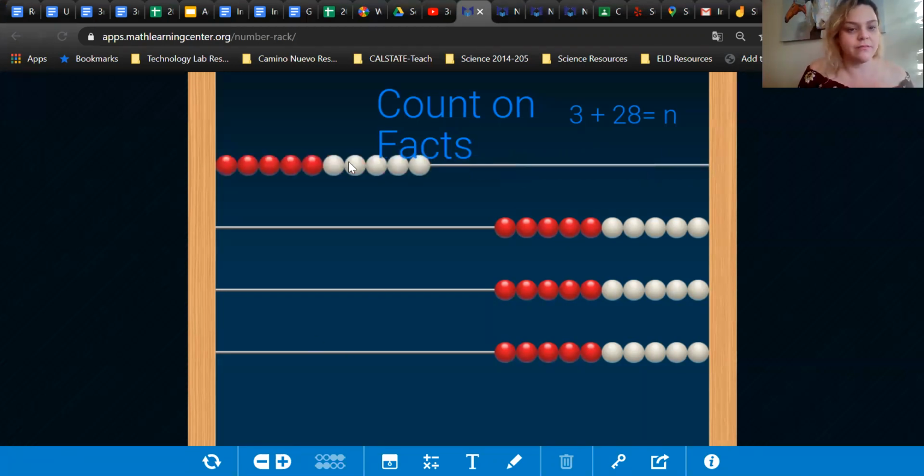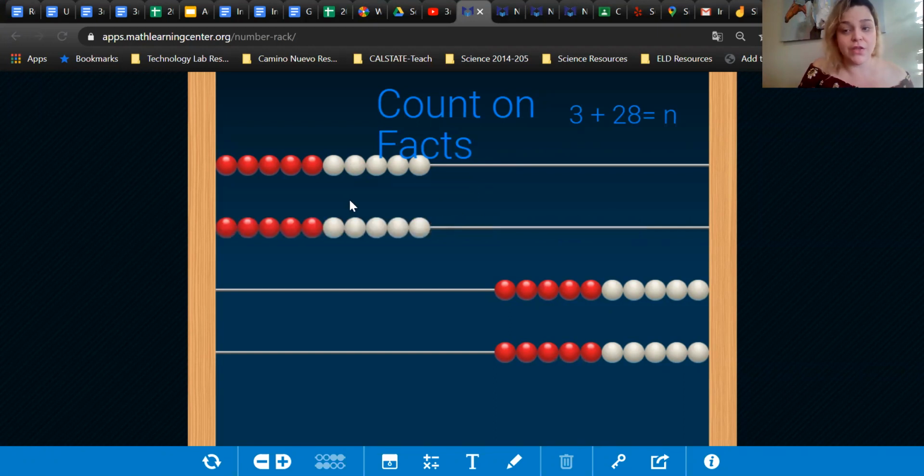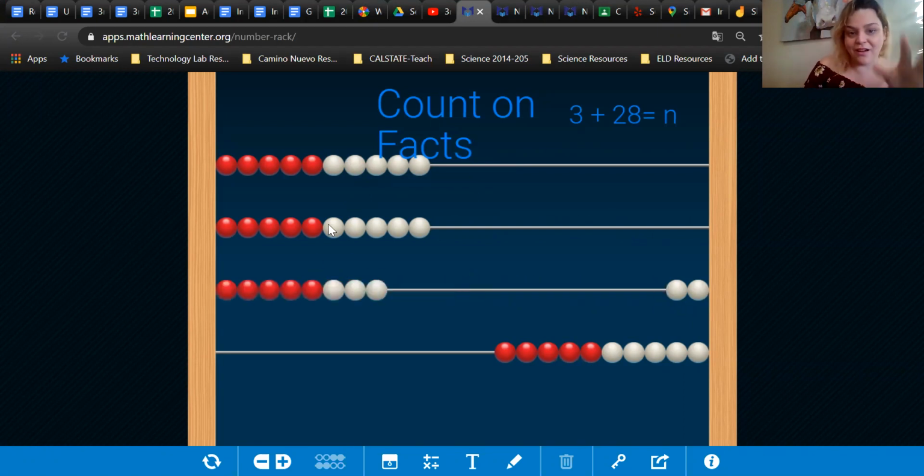We know this is 10 because we've been subitizing, right? We can see that's clearly 5 and 5. So that's another 10, which means we have 20. And then I know this is another 10, that would give me 30, right? But I know I need to take 2 away to represent the 28 for now.